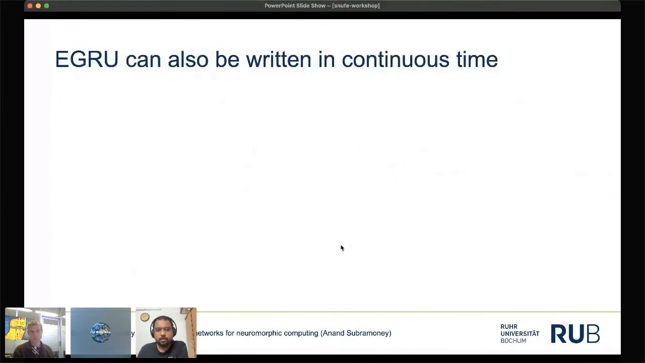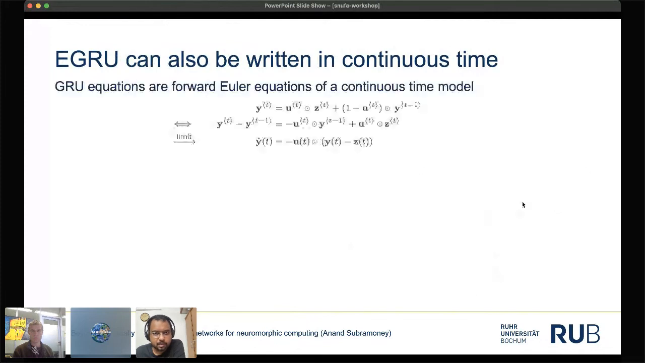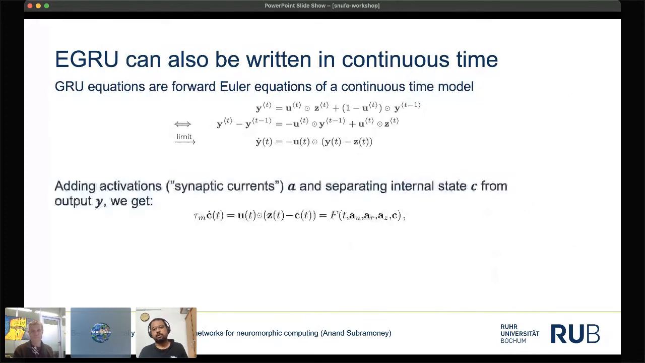Okay, so very quickly, one of the reasons that we chose the GRU for this event-based model is that it has this very interesting property that you can write it in continuous time, just like many of the LIF models or ALIF models, because the GRU equations are essentially forward Euler equations of a continuous time model. And so once you have the continuous time model, we can analyze this and even derive event-based gradient descent updates based on this model.